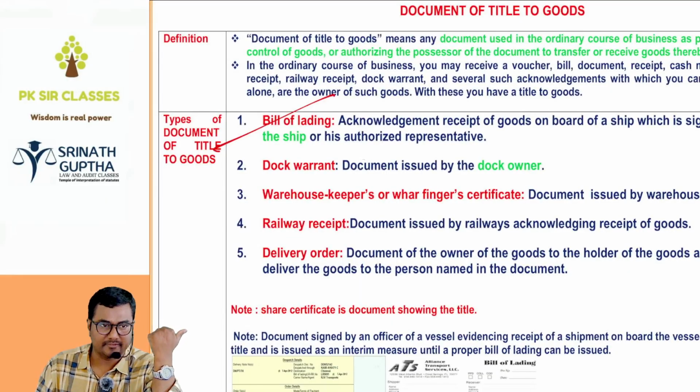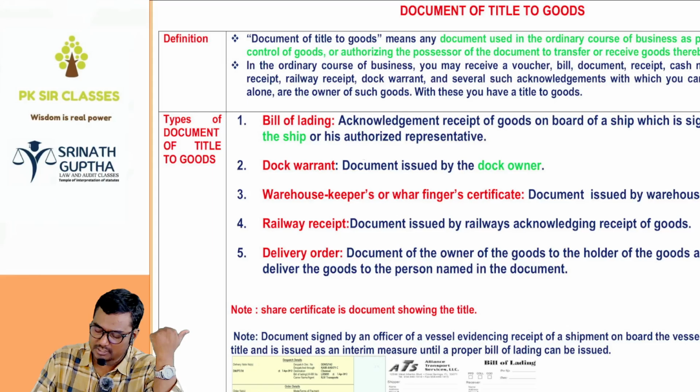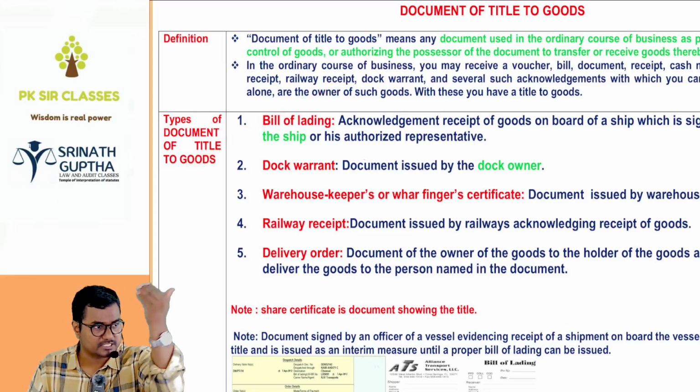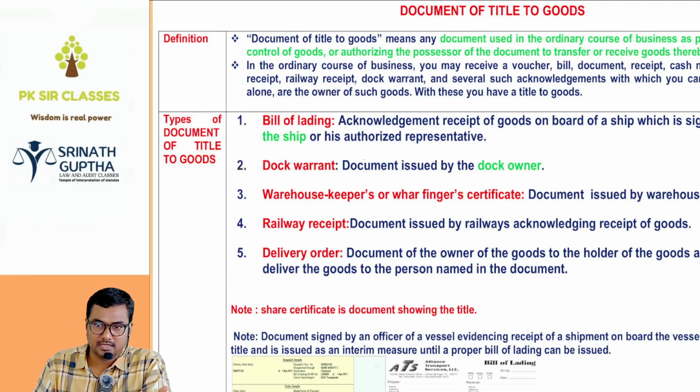Bill of lading given by the captain of the ship, authorizing the owner of the goods to receive the goods at the destination. Dock warrant issued by the dock authority. Warehouse keeper certificate or the wharfinger certificate. Wharfinger is the warehouse nearby the seaport. When you are keeping any goods there, he will give the document.